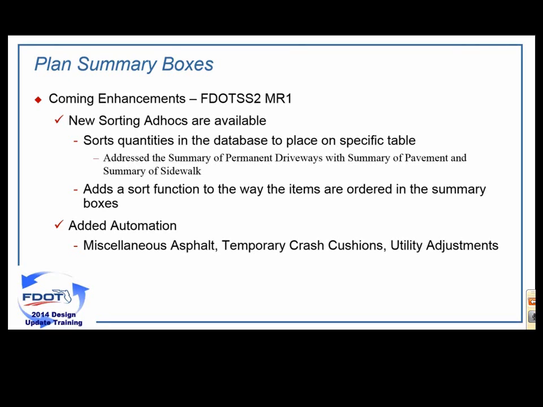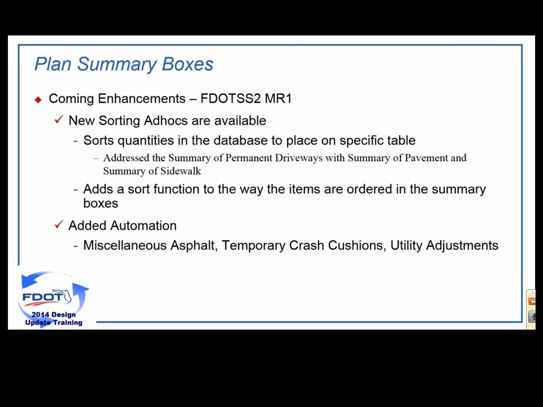I think there's like 4 columns, and I couldn't automate it because there was no way for me to determine which went where. So now there's an ad hoc that is assigned to the miscellaneous asphalt that you guys can start using, and you set that to the correct column for that ad hoc value, and then it will place it in that column within the summary box. Okay, hopefully that all made sense.